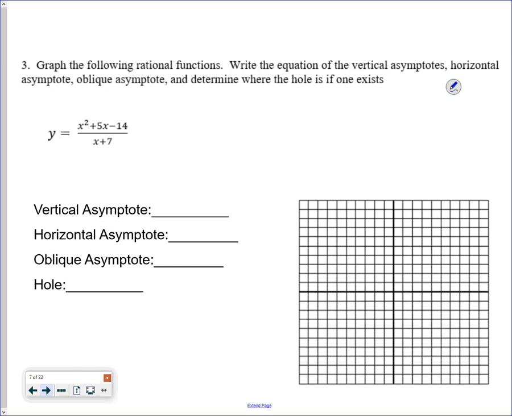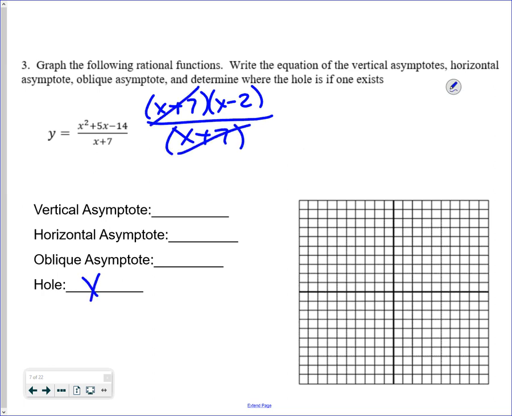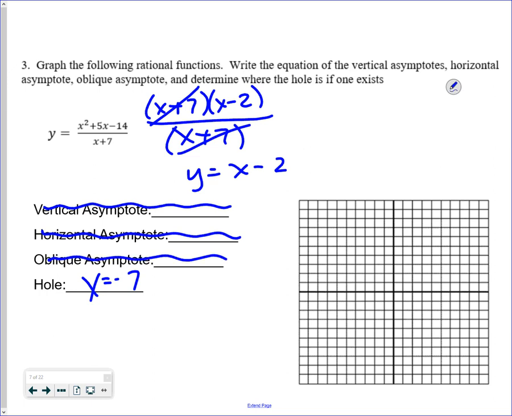All right, our first situation in which if I factor the top, it actually cancels. So that causes a hole when x is negative 7. What is left is not a fraction. So there is no vertical asymptote. There is no horizontal asymptote. There is no oblique asymptote. It is merely a line with a hole in it.